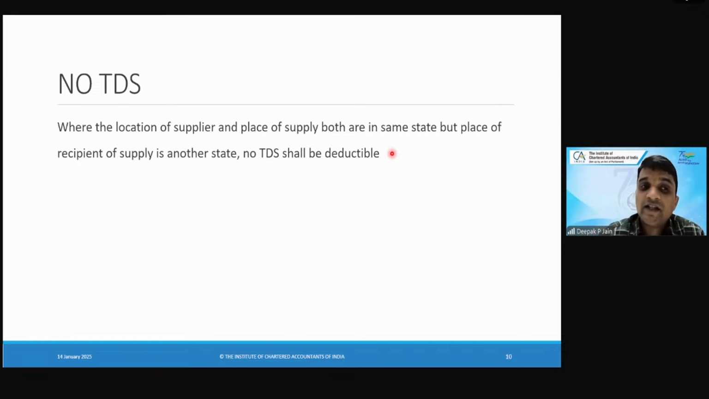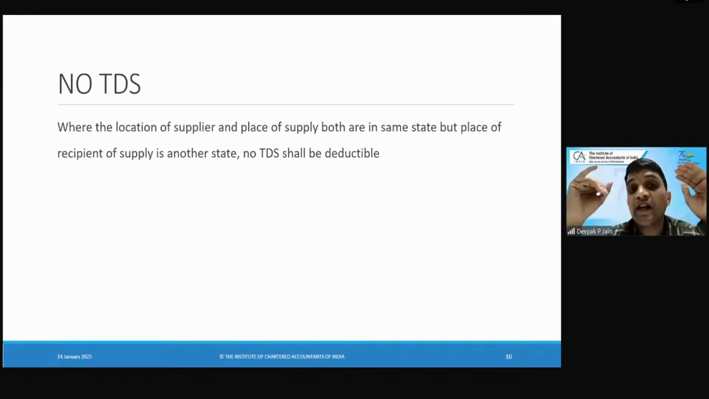Now, in case of TDS, it is slightly different. The reason why I've brought up CGST, SGST is that if you get confused with that and this, then if you apply that logic here, there will be a blunder. In case of TDS, the logic is where the location of supplier and place of supply are in the same state, okay, it is an intrastate supply, fine, but the place of the recipient is in another state. Then no TDS is deducted.